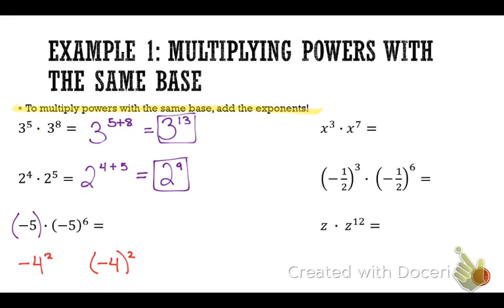Because when the base is not in parentheses, it means that you evaluate the exponent. So 4 squared is 16, and then your answer is automatically negative. It doesn't matter what the exponent is. If that negative base is not in parentheses, your answer is negative, always. If it is in parentheses, that means -4 times -4, which is positive 16.